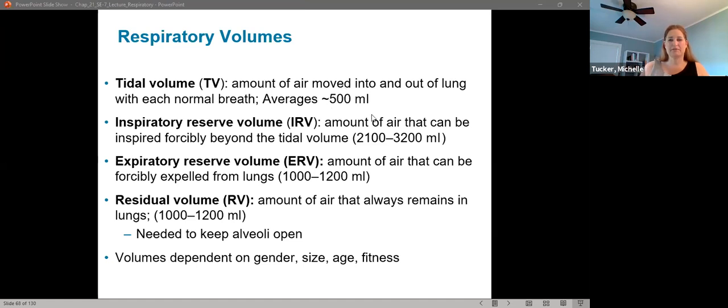Inspiratory reserve volume is when we want to forcibly increase the tidal volume. So we want to breathe in as deep as we can. We take a giant breath in, and that will move about 2 to 3 liters of air. So we can take a deep breath in, and that moves a large amount of air.